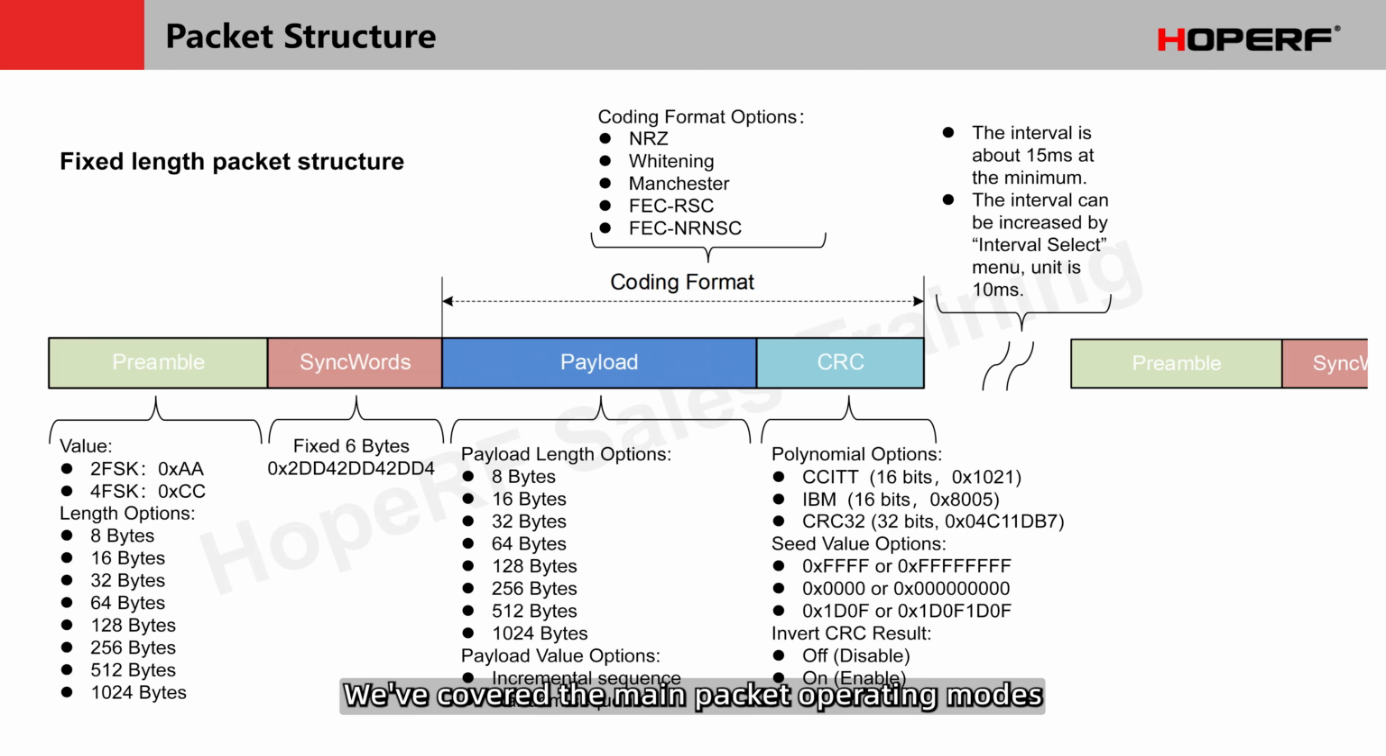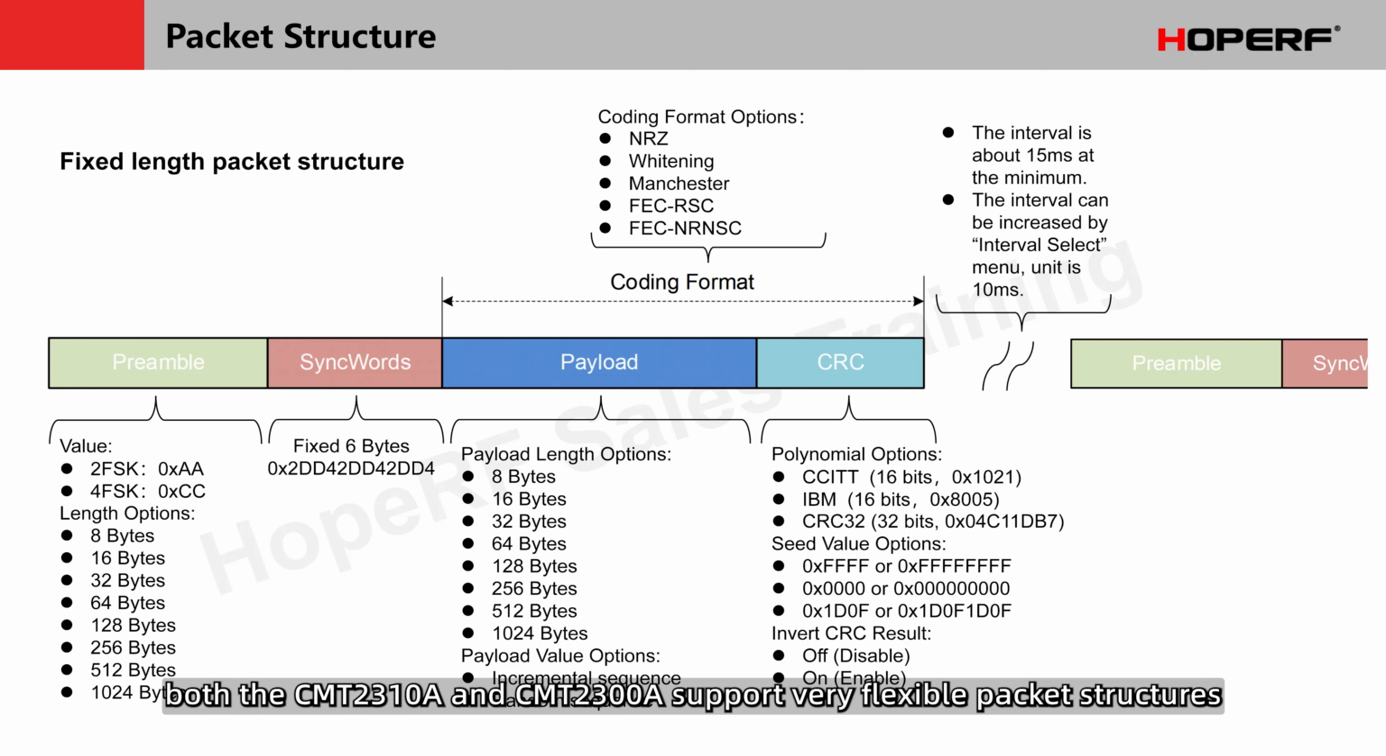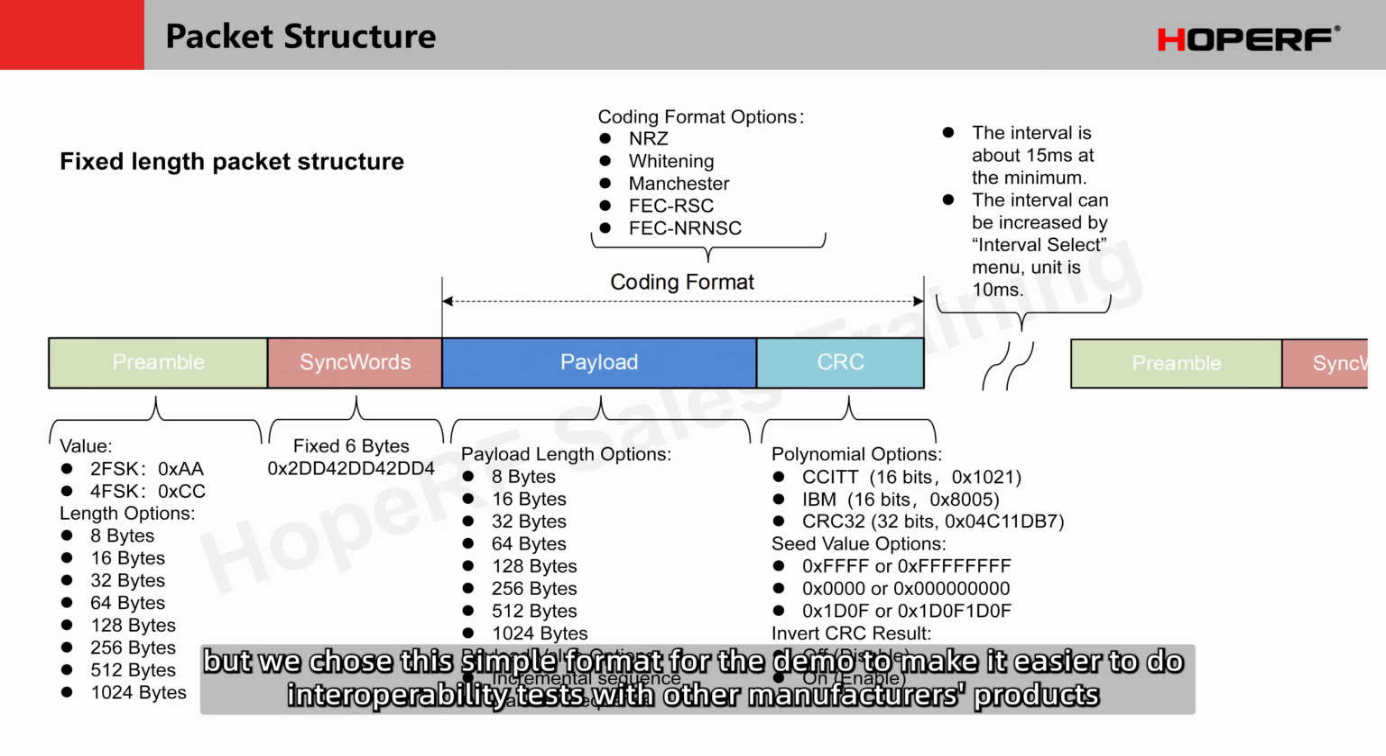We've covered the main packet operating modes. Now, let's look at the packet format used in this demo. As you can see, we use a simple fixed-length packet structure. Of course, both the CMT2310A and the CMT2300A support very flexible packet structures, but we chose this simple format for the demo to make it easier to do interoperability tests with other manufacturers' products.